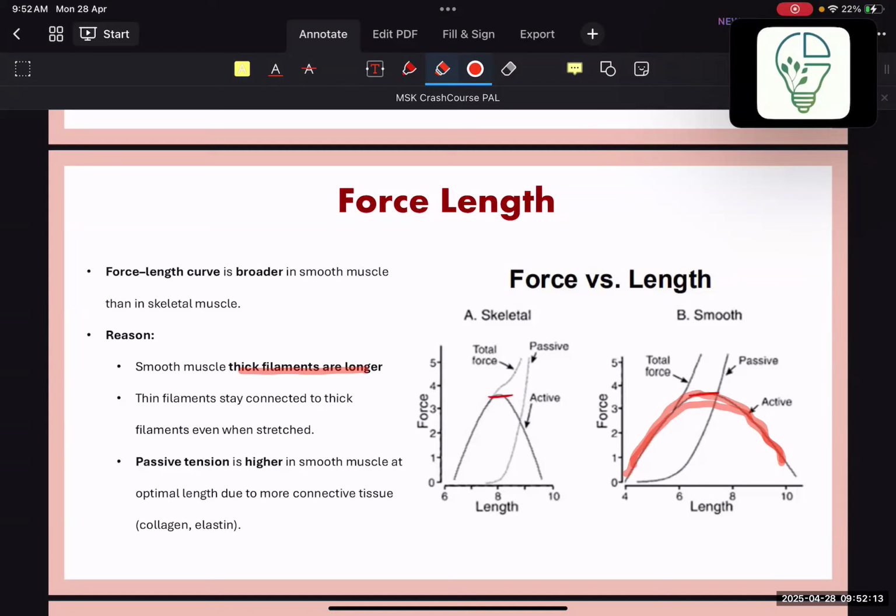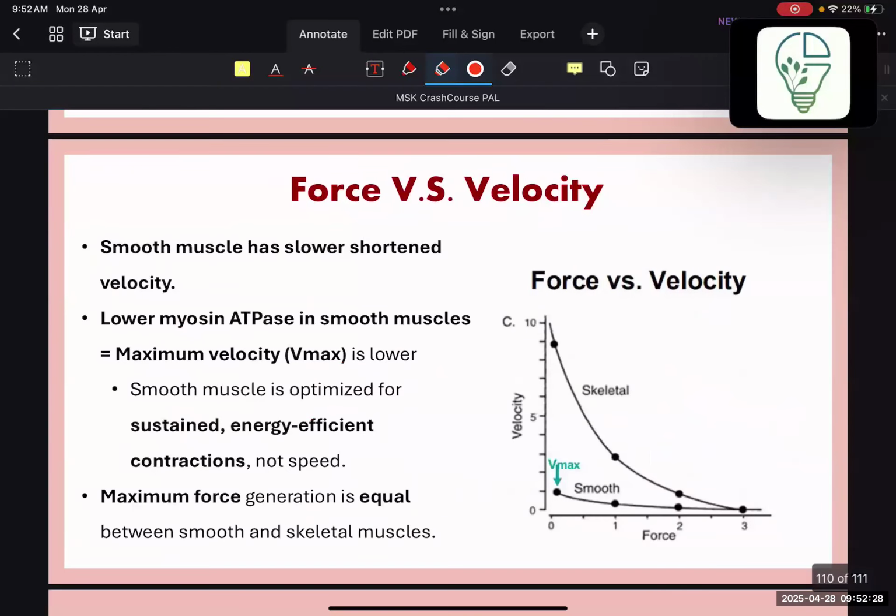Second of all, their thin filaments stay connected to the thick filaments even when they're stretched, so the optimal length just lasts for longer. And finally, passive tension is higher in smooth muscles. Why? Because you have more connective tissue. Okay. And I do believe this is our last slide.